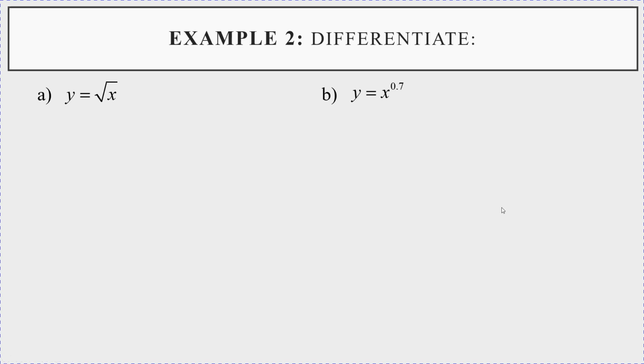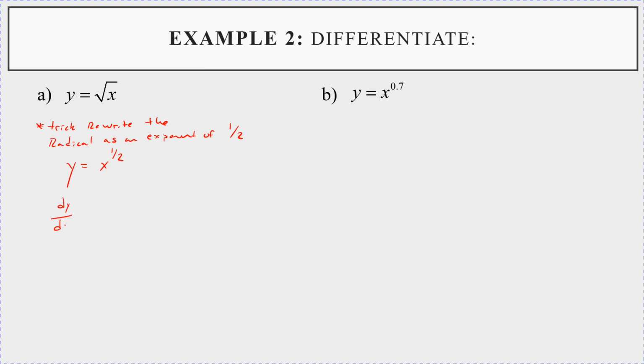All right, let's try these where it's a little bit harder. So this one is a radical, okay, this first one here. Okay, y is equal to the square root of x. Well, the trick here for this problem is you need to rewrite the radical as an exponent of 1/2, right? So you would just rewrite this as y is equal x to the 1/2 power.